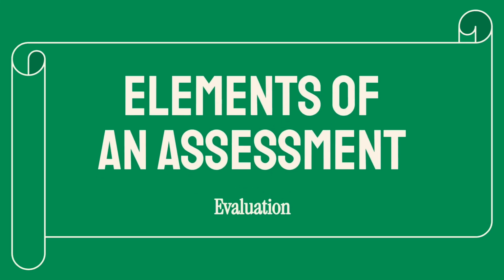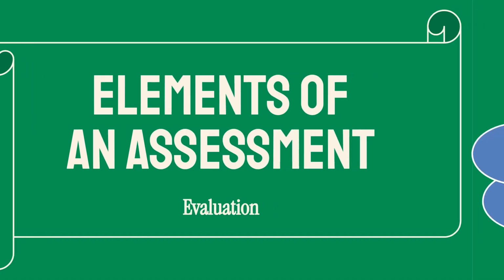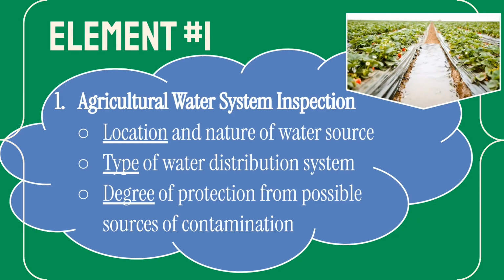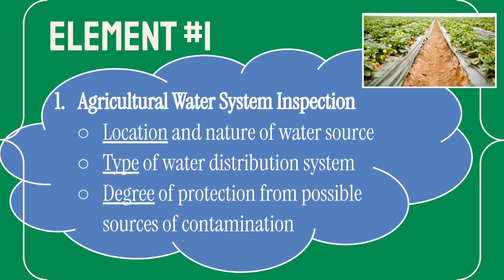Now that you know how to determine risk by assessing the likelihood and impact of the identified conditions, let's focus on the required elements you need to evaluate to complete your assessment. The first element required to assess is your agricultural water system. It is required to conduct an inspection of the location, water source, type of water distribution system, and degree of protection. Remember to use the risk assessment matrix shown on the previous slide to identify likelihood versus impact.